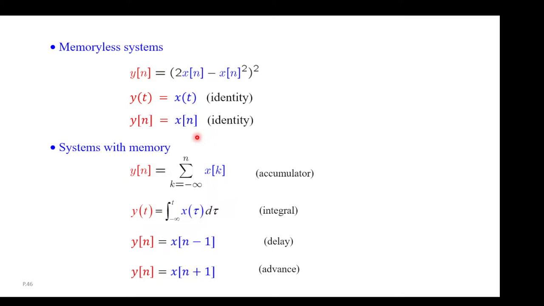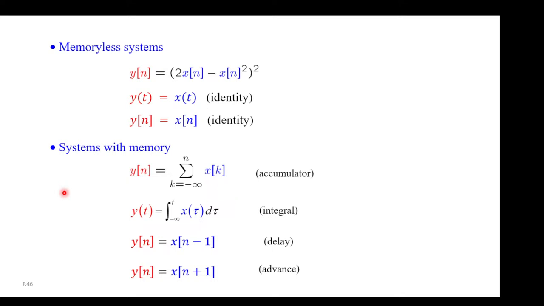Then let's see some systems with memory. This thing is similar to a bank account. This system we will actually see a lot, so let's remember its name: accumulator. If y of n is the sum of x of k for k equal to minus infinity to n, so it's the sum of all past values of x of k.